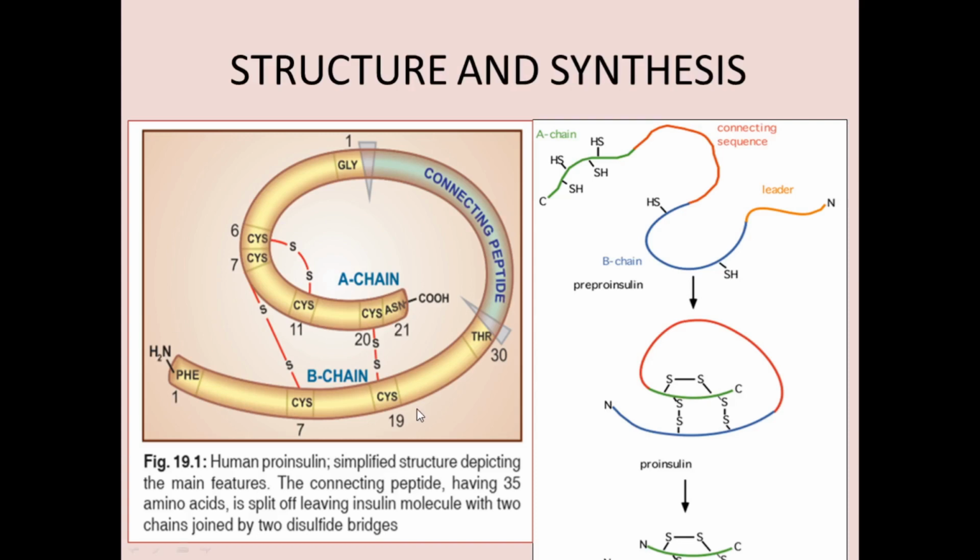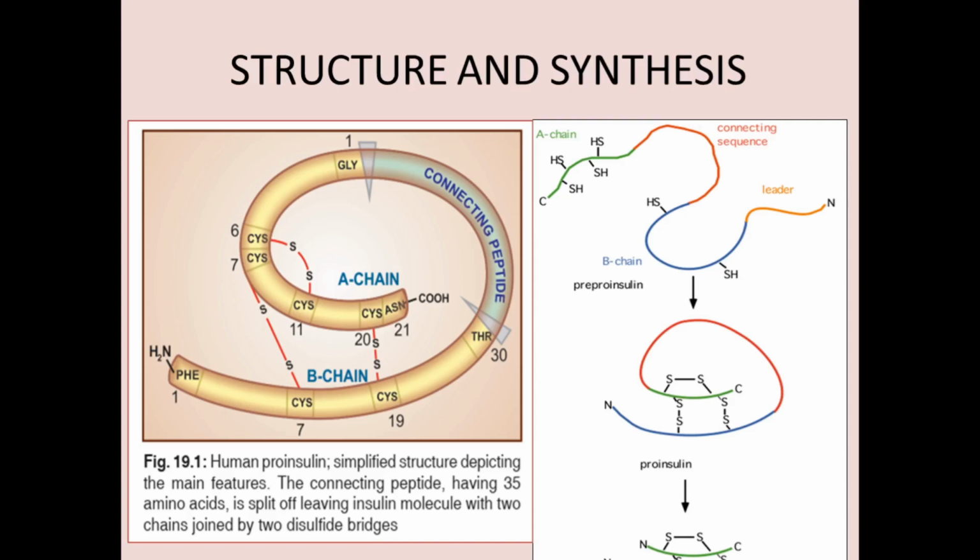As you know, insulin is a 2-chain polypeptide having 51 amino acids. The A chain has 21 and the B chain has 30 amino acids. The A and B chains are held together by 2 disulfide bonds. This is the structure of insulin. But when they are synthesized, it is not in this form. Now we're going to see the different forms of insulin, how they get synthesized, and how they form the insulin.